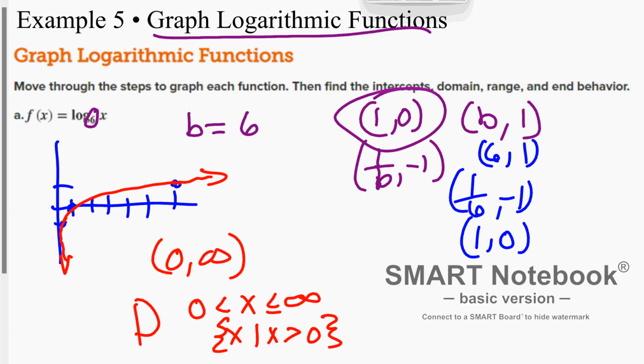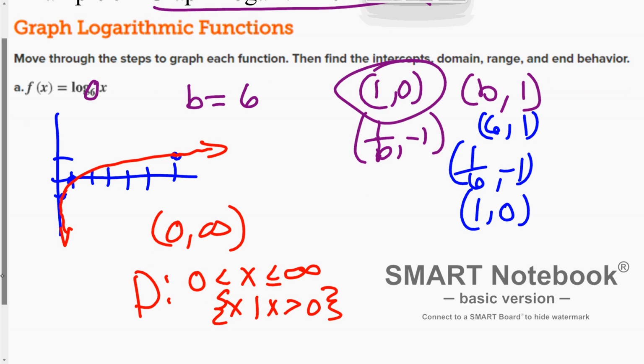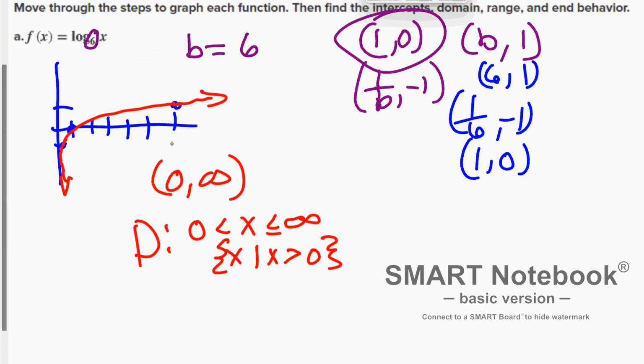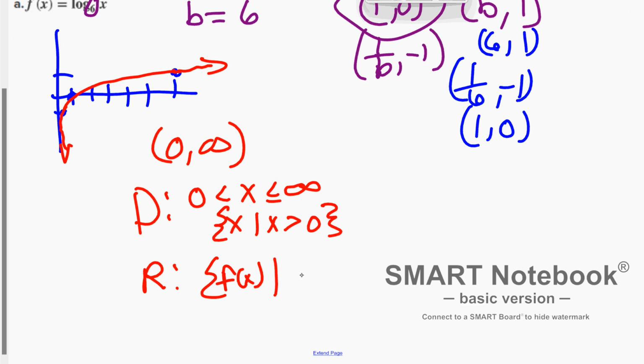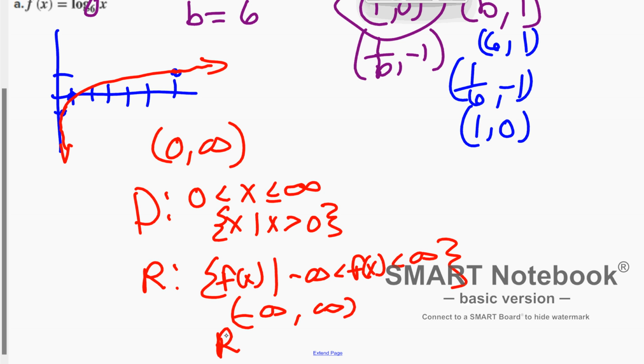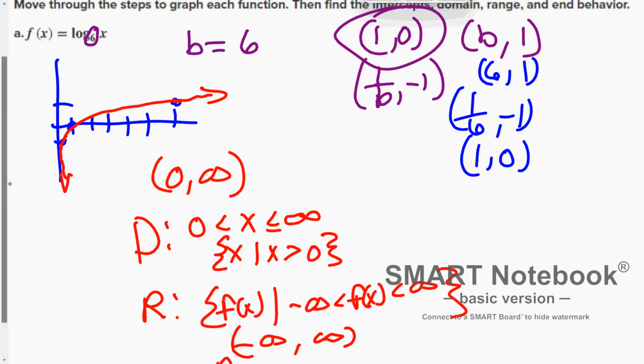Okay, so that's our domain. Our range, let's get some space. The range just keeps on going down, keeps on going up, so all real numbers, or you can say all f of x such that y is from negative infinity to positive infinity. You can say it like that, or negative infinity to infinity, or all real numbers, R with a line bar through it, like that. What else do we want?